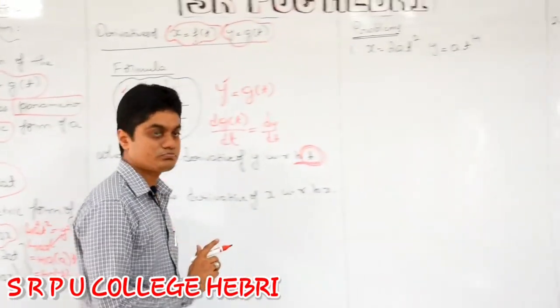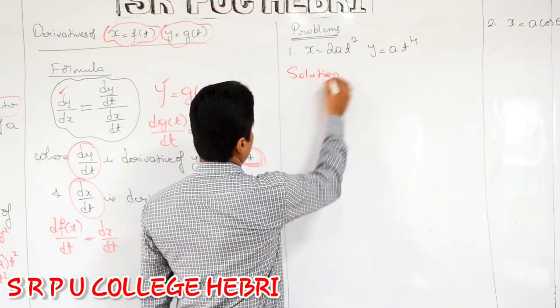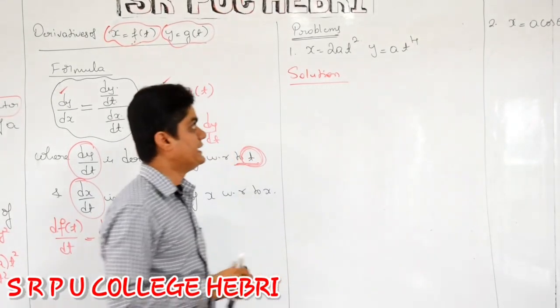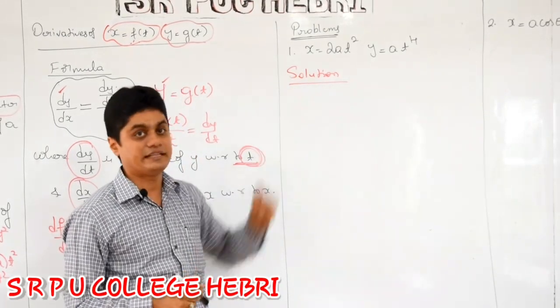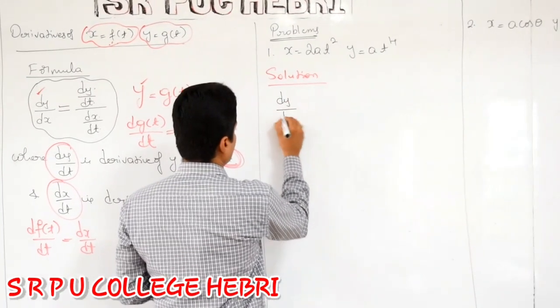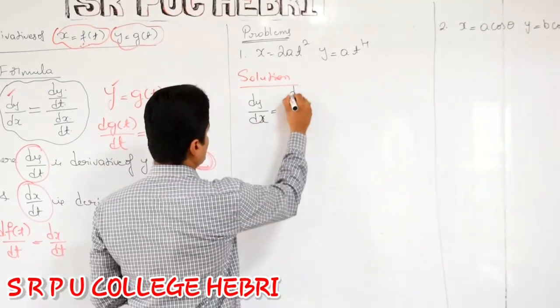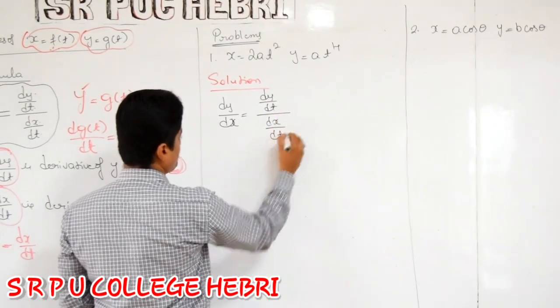See this. First example. What is the first example? x is equal to 2at squared, y is equal to at to the power 4. This is the first problem in the exercise also, remember that. As I told, first write down the formula. dy by dx is equal to dy by dt divided by dx by dt.